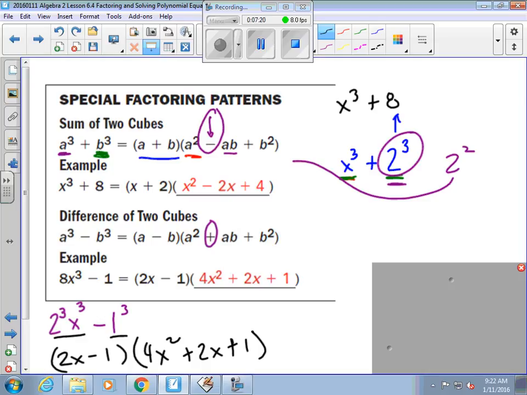So again, this gets much simpler as we do more. I know this looks extremely confusing when you first look at it. I know it does. It's much simpler as we do a few examples.